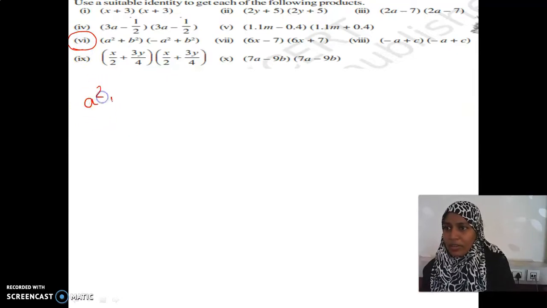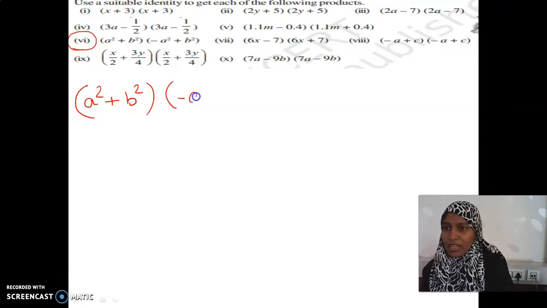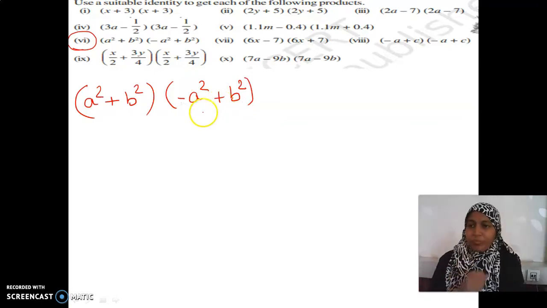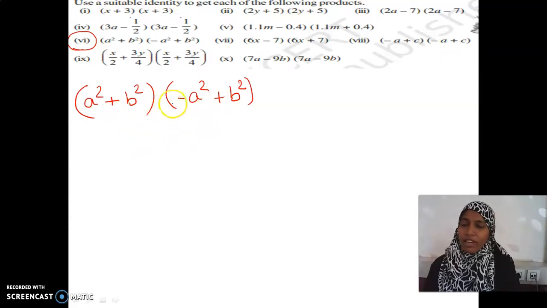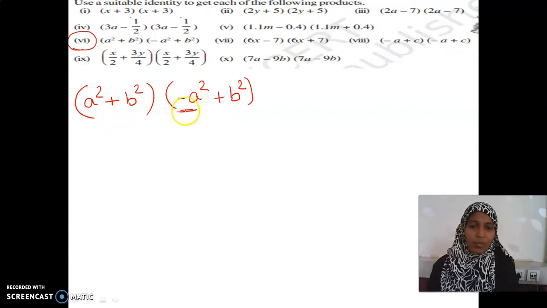(a squared plus b squared) into (minus a squared plus b squared). What shall we do now? Yes, we have only two terms, two variables of course. And has it been added twice in both the expressions? No. Somewhere it is different. It is minus. So once it is added and once it is subtracted. Can I consider that way?